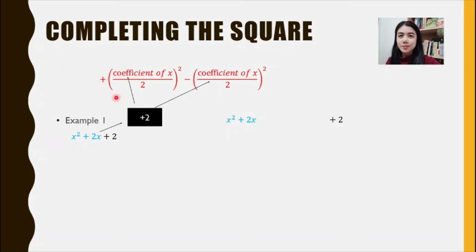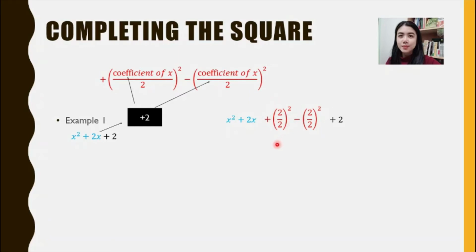So you are going to use this simple technique: plus the bracket coefficient of x over 2, squared, minus the bracket coefficient of x divided by 2, squared. You're going to substitute into here, so you have a new line like this. In the middle we will have a plus, and we have a minus for the square.